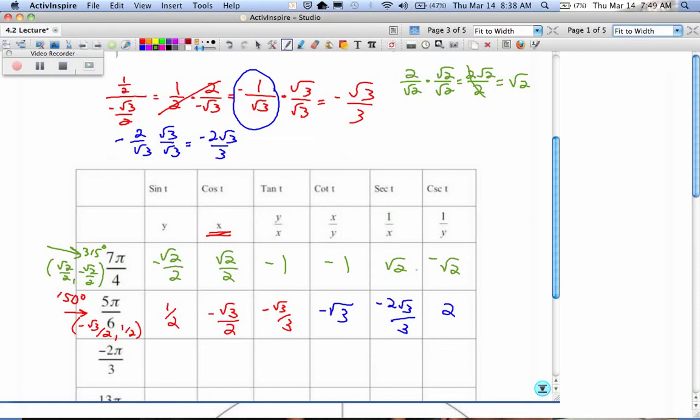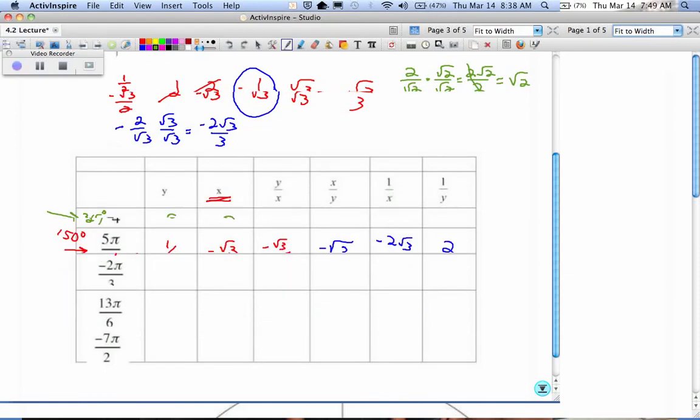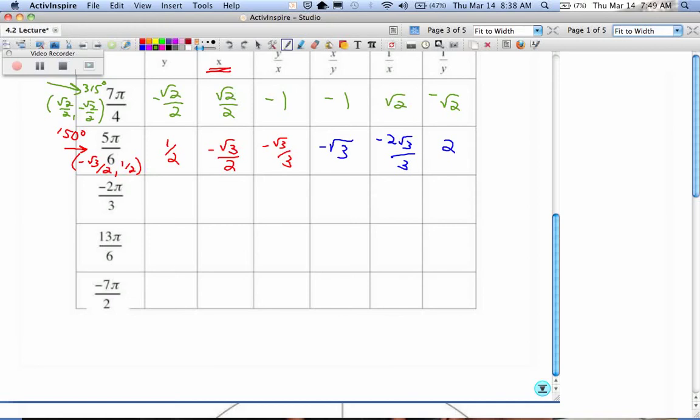One more. We're going to do one more. I'm going to give you time to do it on your own. I'm confident you guys can fill it in. We're going to skip over the next two here.